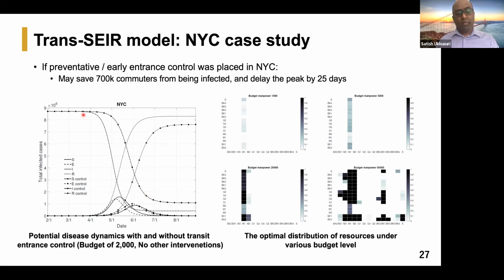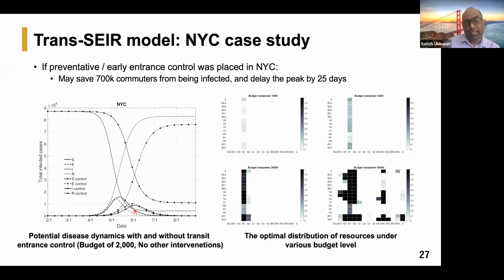So this graph here shows what happens if we put these types of controls in terms of the susceptible population, the exposed population, and the overall infections. These were the original number of infections, and these are the ones when you put this control. So you can see that the peak is actually pushed from early May to early June. And the peak is also much flatter by putting this type of control.